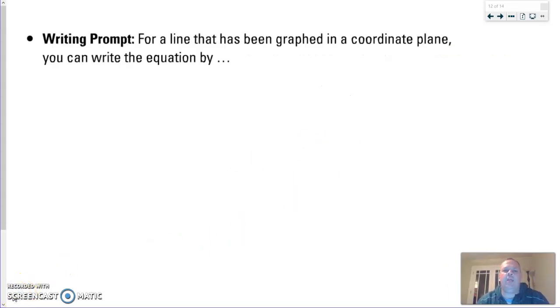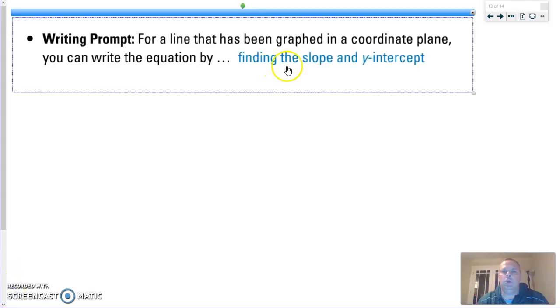So for a line that has been graphed in a coordinate plane, you can write the equation by doing what? You can find the slope and you can find the y-intercept, and then you should be able to graph it. So again, if they give you the slope, that goes y equals mx plus b, m is the slope, b is the y-intercept. You should be able to find the slope from 2 points, and you should be able to see where it crosses the y-axis.